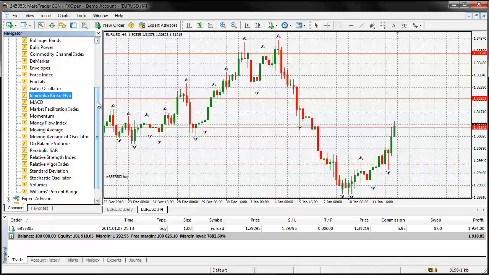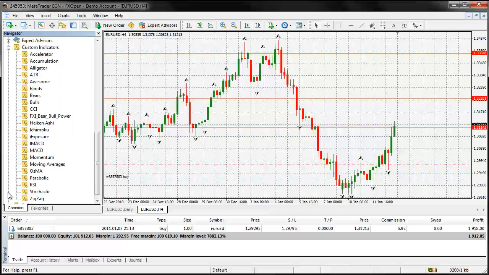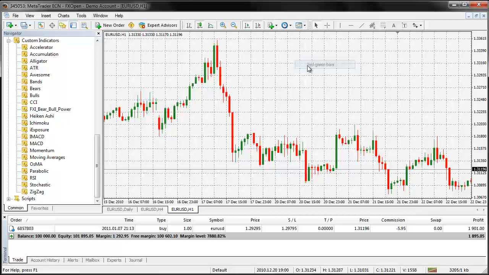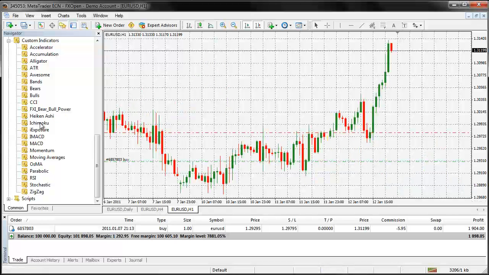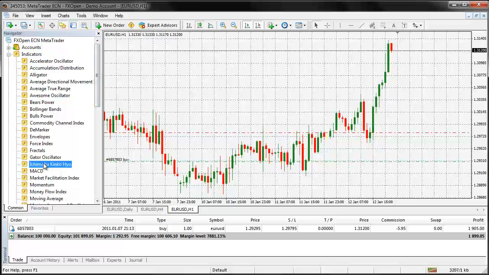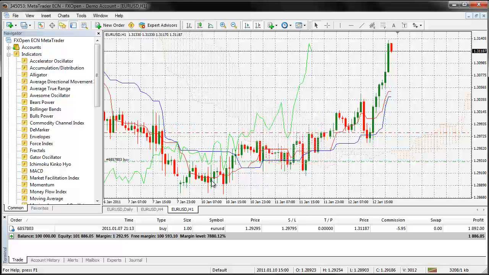Okay, there are two places where you can get the Ichimoku Kinko Hyo indicator from: one is the main indicators list, and the other is the custom indicators list, where it's called Ichimoku. Let me just show you the two differences. I believe it's just the colors. Let's go to my green and red background. Okay, so let's take the first one from the main indicators list, and that's what it looks like.